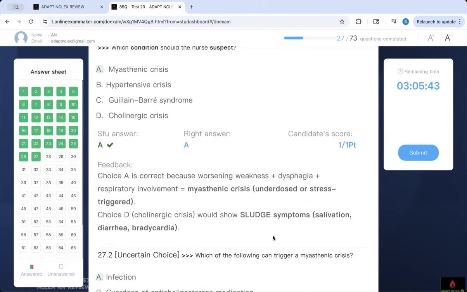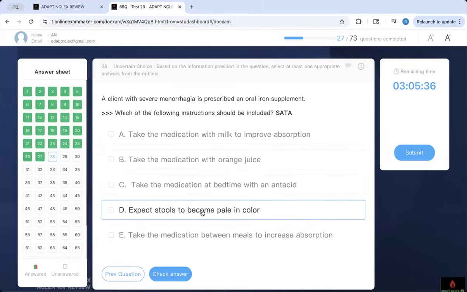How did you do? What did you get? Did you get all the answers right? I hope so. Number 28. A client with severe menorrhagia, that means bleeding, is prescribed an oral iron supplement. Which of the following instructions should the nurse include? Select all that apply. How do you take iron? What instruction do you give to the patient?